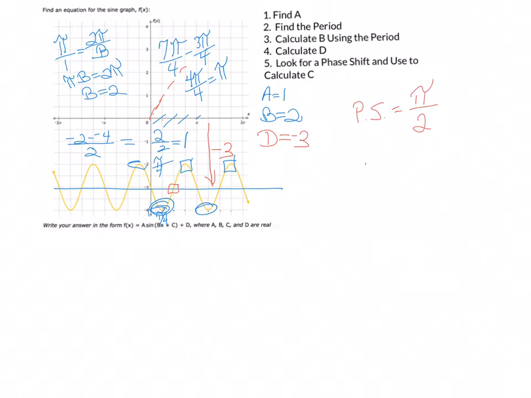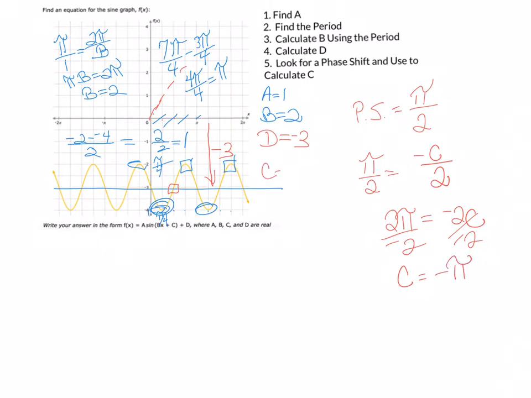So we're going to have pi over 2 equals negative c over the absolute value of b, which we said is 2. So we're going to have 2 pi equals negative 2c. Divide both sides by negative 2, and we're going to get c equals negative pi.